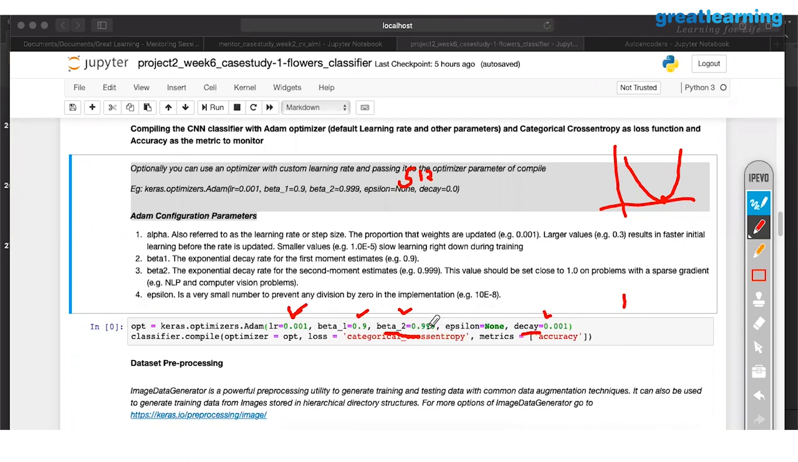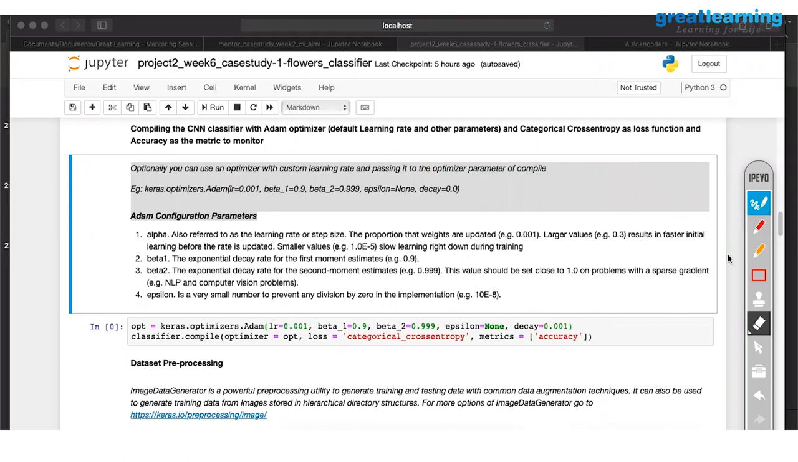Also, if you observe, there is something called beta 1 and beta 2. Both of them represent decay rate. This could be the decay rate for the first estimate, let us say the first derivative that you get from your backprop, and this could be the one for the second estimate. Usually we don't play around with this. Even on the web, you will not find many implementations that have done this, but I just wanted to give you some hyperparameters here. And the last one is epsilon. It makes sure that we don't go into an infinity state.